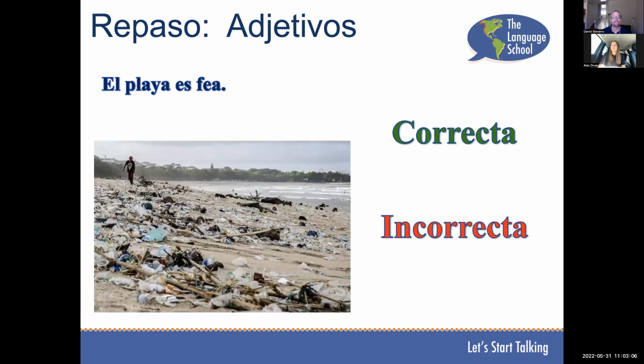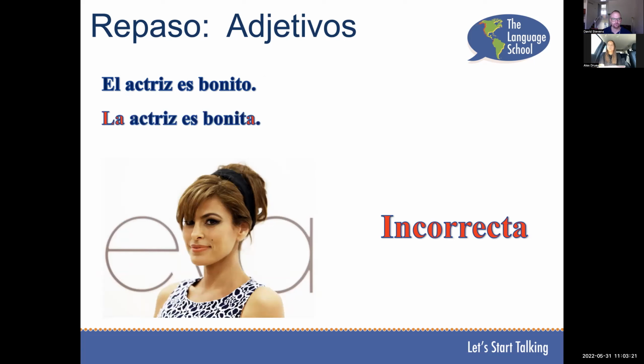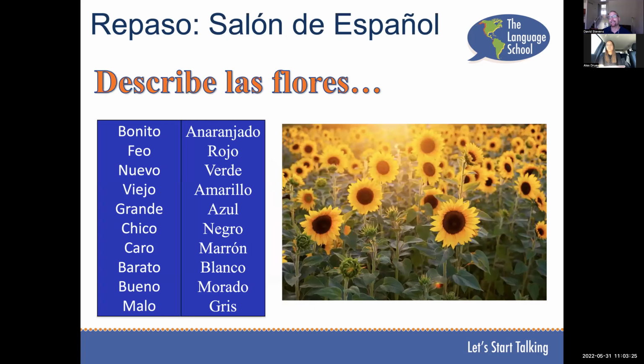Perfecto, muy bien. El playa es fea. Incorrecta. La playa es fea. El actriz es bonito. Incorrecta. La actriz es bonita. Bonita. Describe las flores.